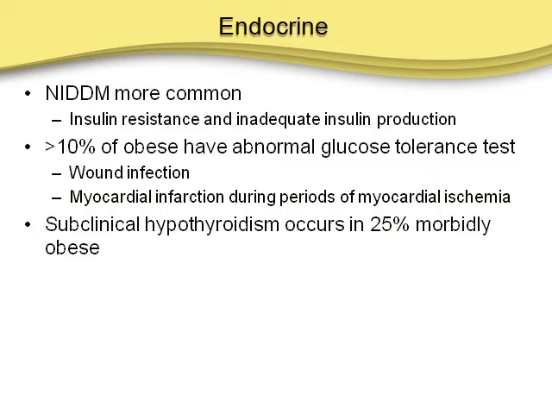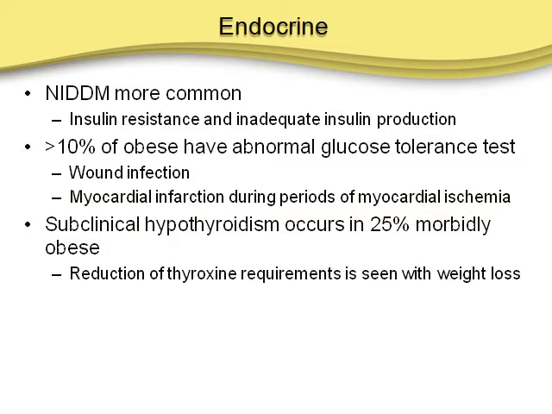Subclinical hypothyroidism occurs in about 25% of all morbidly obese patients. TSH levels are frequently elevated, suggesting the possibility that obesity leads to a state of thyroid hormone resistance in peripheral tissues. Hypothyroidism may be associated with hypoglycemia, hyponatremia, and impaired hepatic drug metabolism. A reduction of thyroxine is seen with a decrease in BMI.